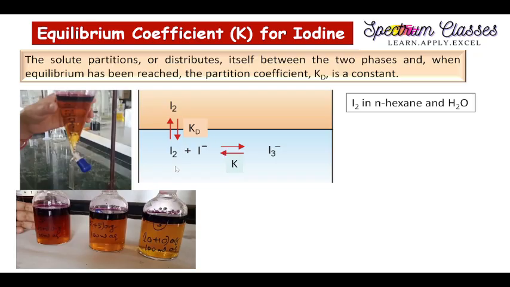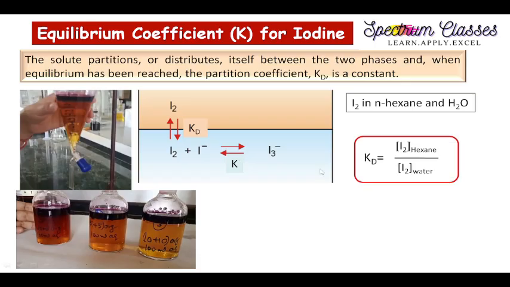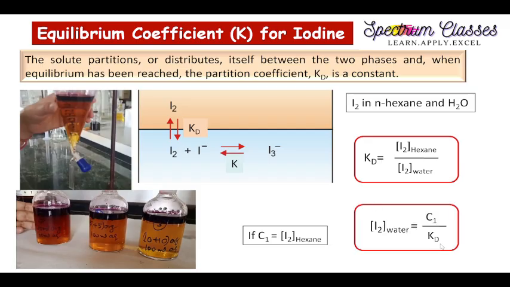Now some students will ask, if we have this I2 distribution coefficient, then how does the complex form? For this purpose I am going to show you in the next slide. Here, this is how we mention the distribution coefficient: iodine in n-hexane and iodine in water. If we consider I2 in hexane as C1, because it is easy to write down in a notebook, then we can write the formula in this manner. So I2 in water will be equal to C1 upon Kd. C1 is I2 in n-hexane.